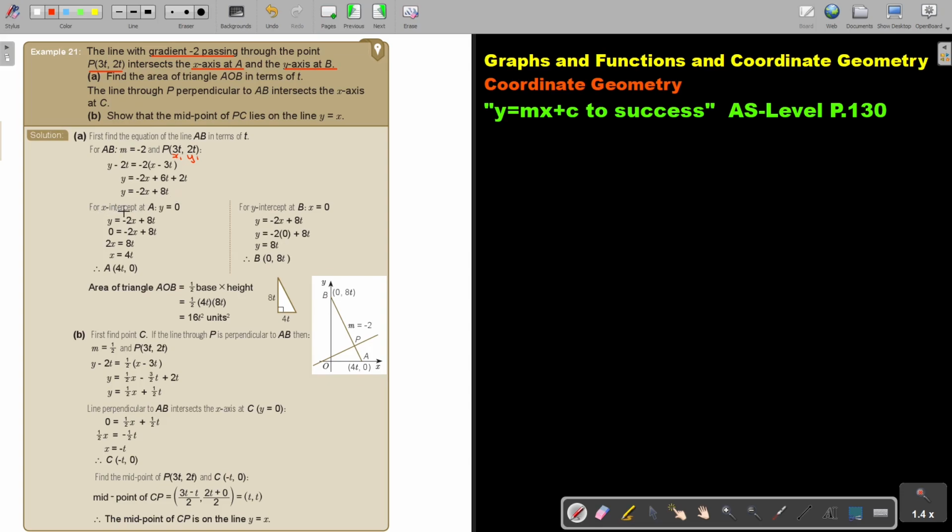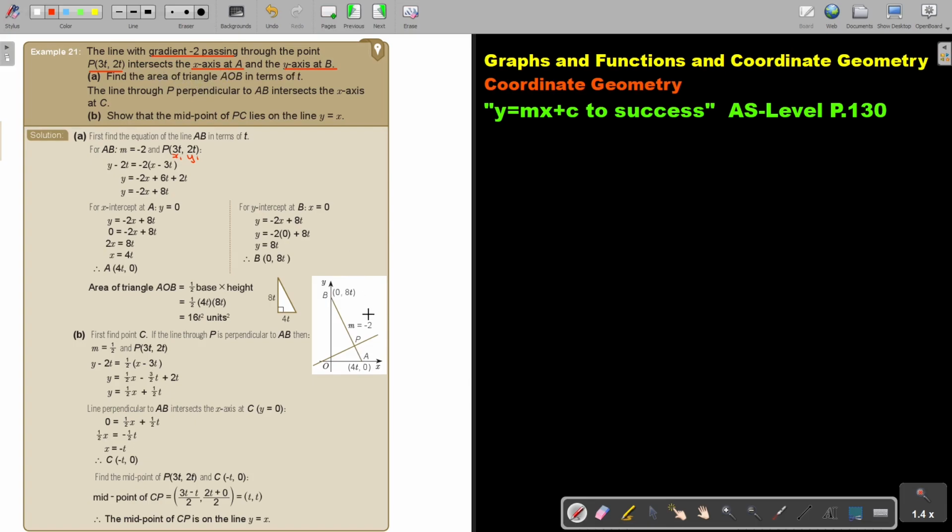Now, for the x-intercept, I make y 0, and I get this. Don't forget, it's x, and then the y will be 0. For the y-intercept, I make x 0, and then I get this. It's every time in terms of t. It's always good if you have a picture. So say 0 and 8t, and you have now your point and your point.